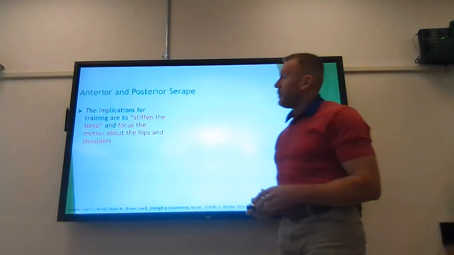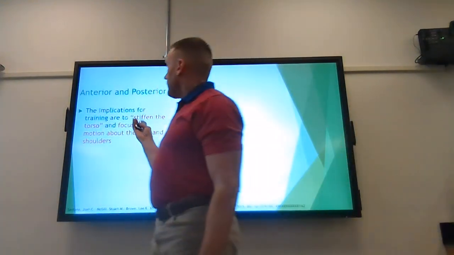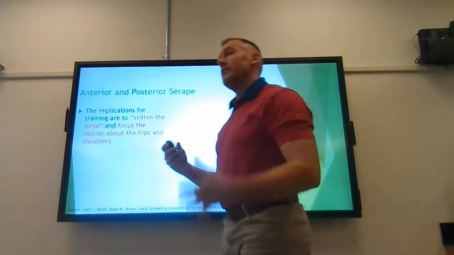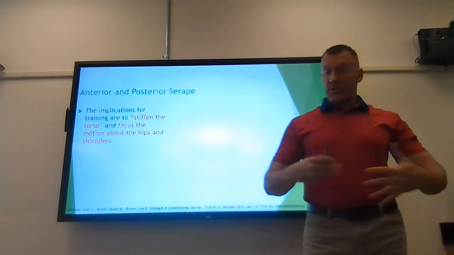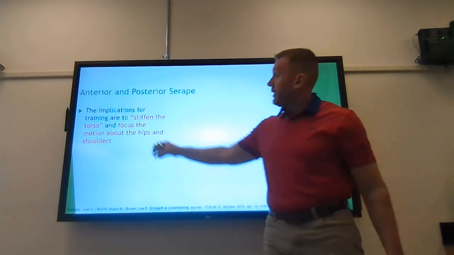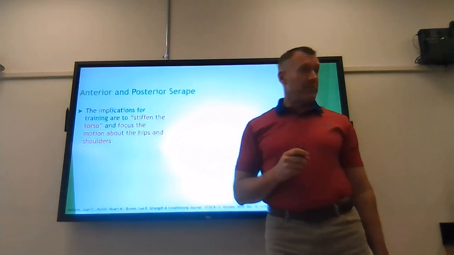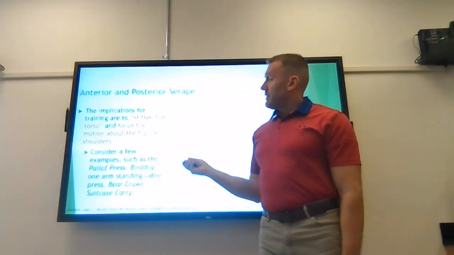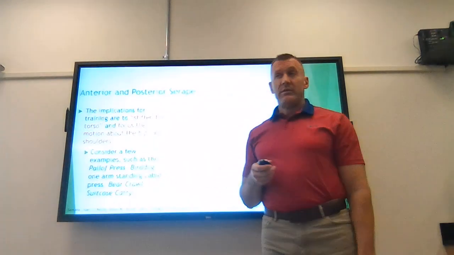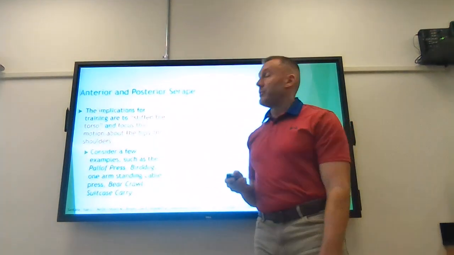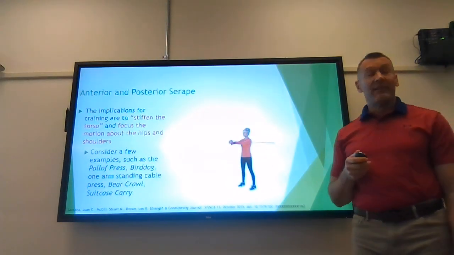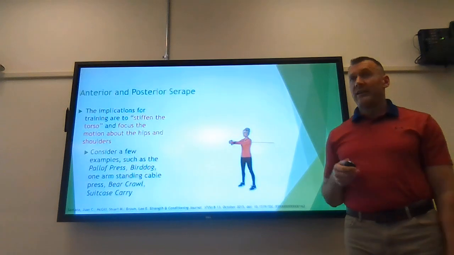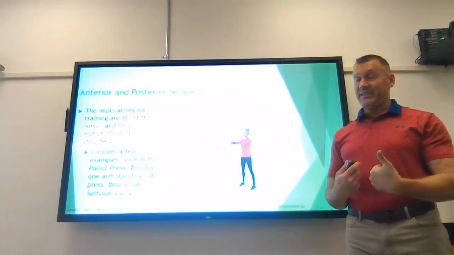Okay, so the implications for training are to stiffen the torso, so it's abdominal bracing, right? And then once we're braced here, we focus the motion about the hips and shoulders. Let's just consider a few examples. Pallof press. How many have done similar? Yeah. Okay, so you're braced, right?